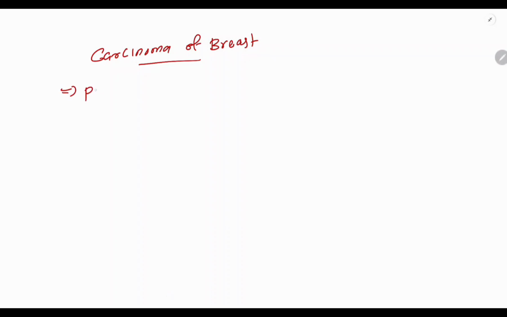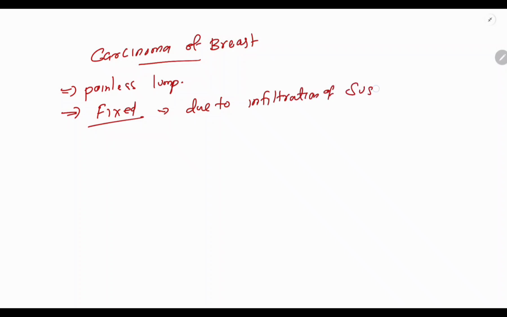The first one is a painless lump. And the female breast is a mobile organ. In carcinoma it becomes fixed, it becomes immobile. What is the reason? The breast becomes fixed due to the infiltration of suspensory ligaments.